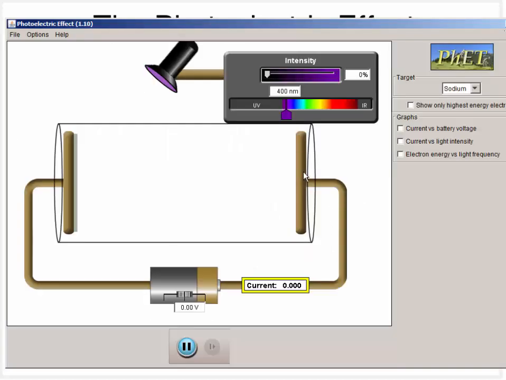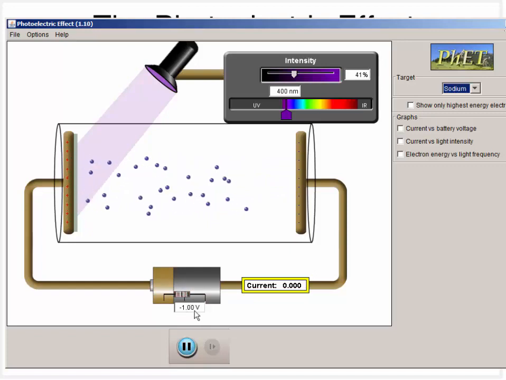So here I have a simulation, and I can start to mess around with the light. Here I'm turning the light on, shining some light, and we're seeing some electrons being ejected. These are these little blue balls. To measure the energy of these, I can turn this battery around and try to stop them, and that's going to tell me exactly how much energy these electrons have by messing around with this potential and therefore the electric field.